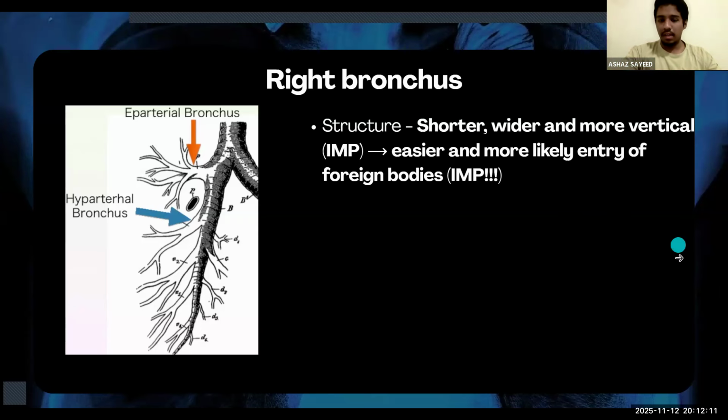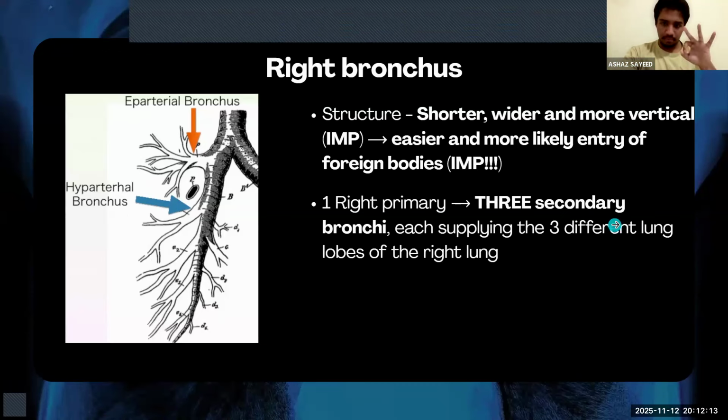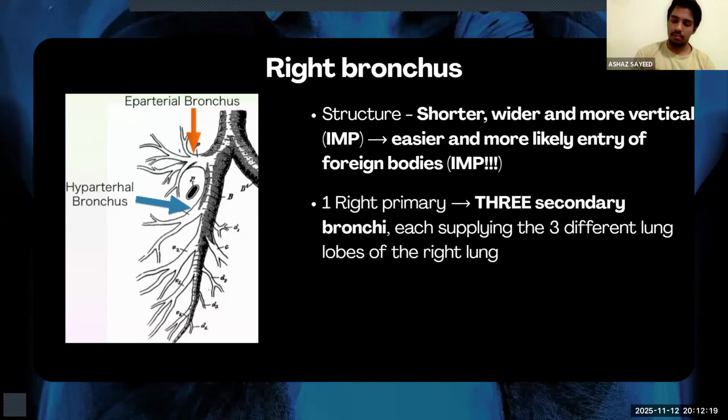So the right primary has 3 secondary bronchi. And each of these secondary bronchi will supply 3 different lung lobes. I'll explain later what a lung lobe is. Basically, you have the entirety of the lung, and the whole lung is divided into 2 or 3 sections. The right lung is divided into 3 sections. These 3 sections are called lobes. The left lung has 2 lobes. On the right side, you have 3 secondary bronchi and 3 lobes. One secondary bronchus goes to one lobe, another to another lobe, and so on.